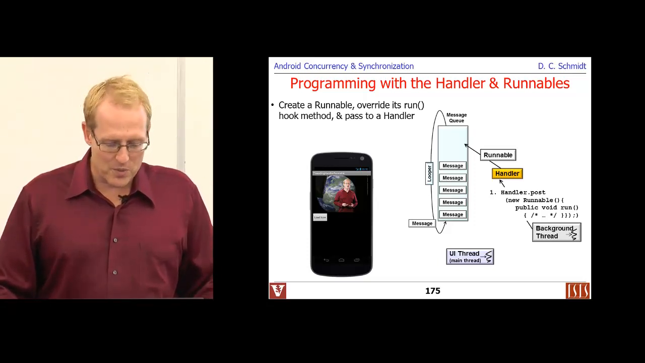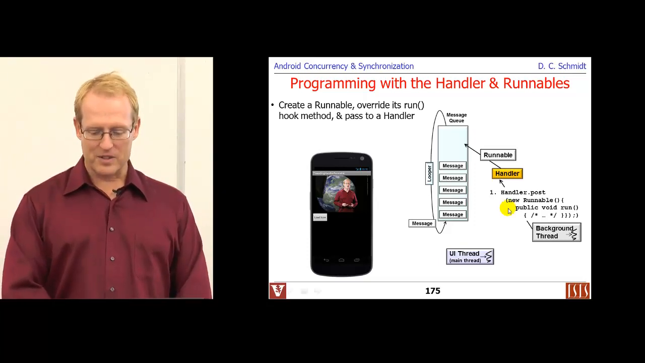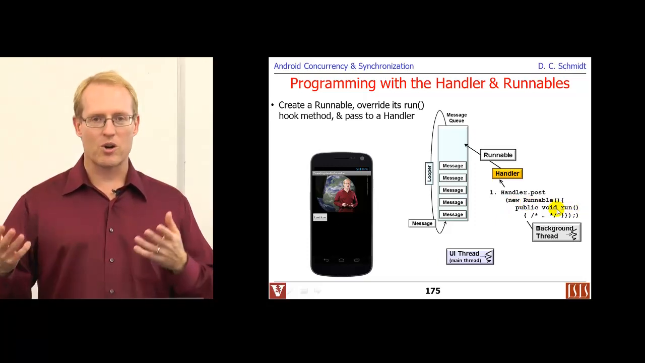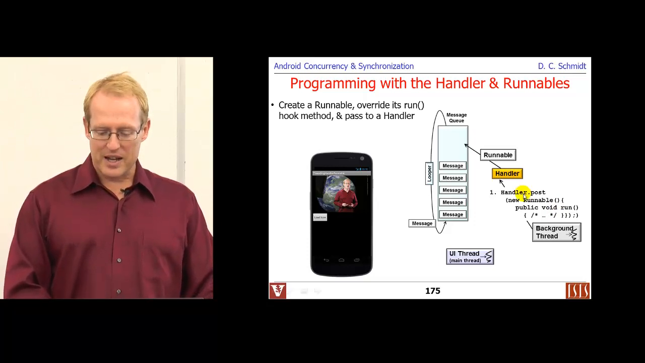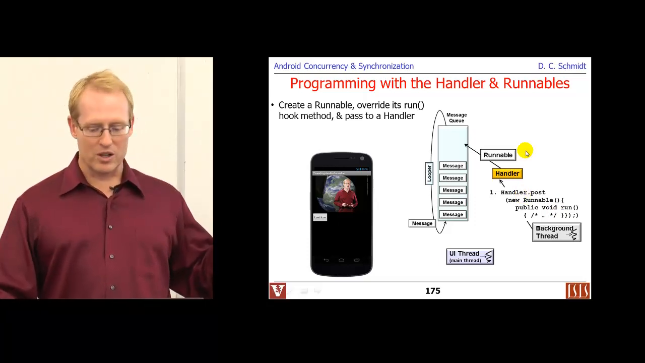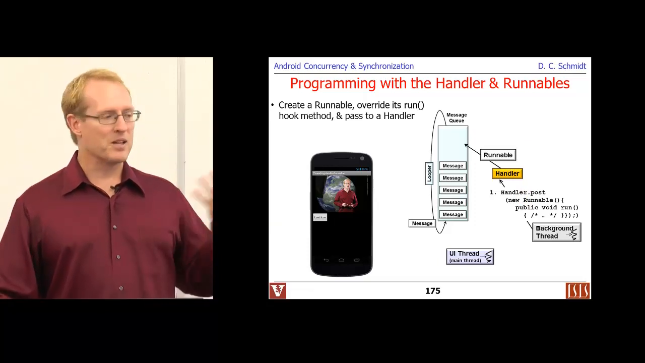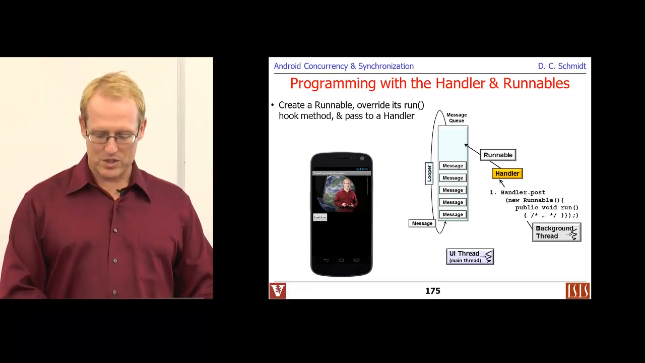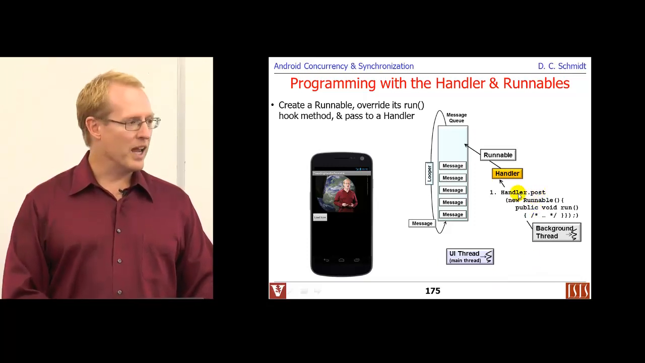What you typically do is you end up creating a runnable, and it's often done by something as simple as what I'm showing you here in just a snippet of code. We'll look at more detailed code in a second. But in a snippet of code, we're going to create an anonymous runnable with an anonymous inner class that implements the run hook method with some code in it. And we're going to post this to a handler.